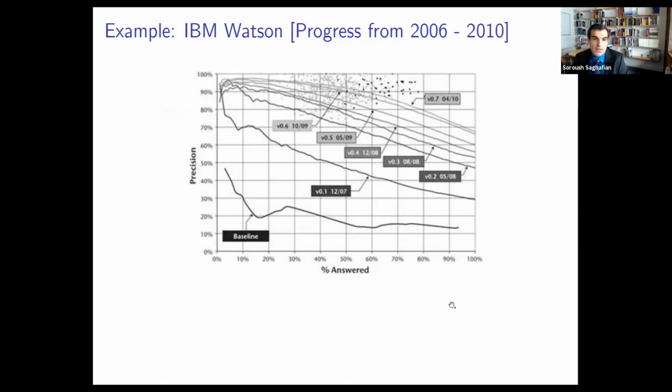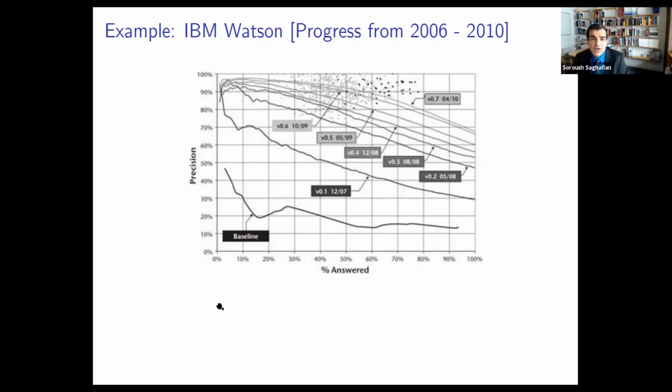On the y-axis here, we have the precision, and on the x-axis, we have the number of questions that are answered in this game. As you know, the more questions you try to answer, the more mistakes you make, and so your precision usually decreases as you try to answer more questions. And a typical human being, well, I consider myself a relatively smart person, and I believe I'm around here. I have never tested exactly, but I believe I'll be around here.